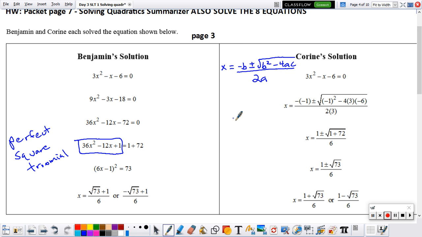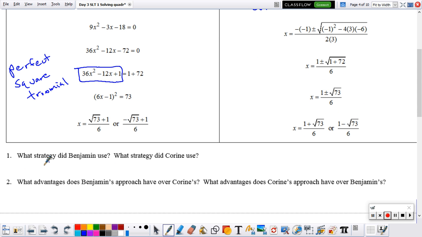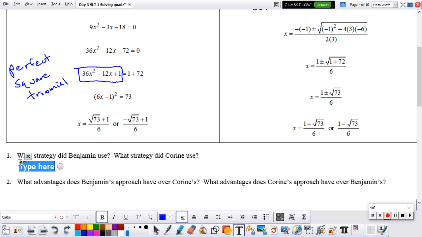Okay. So, what strategy did Benjamin use? Benjamin completed the square. Corinne used the quadratic formula.